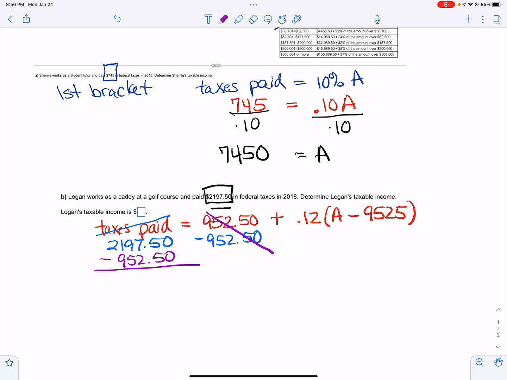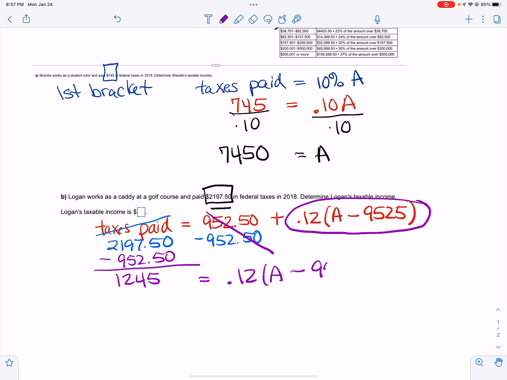And so let me get my calculator here. $2,197.50, and I subtract $952.50, and I'm going to get $1,245. And that equals this part of your formula that remains, 0.12 times A minus 9525.